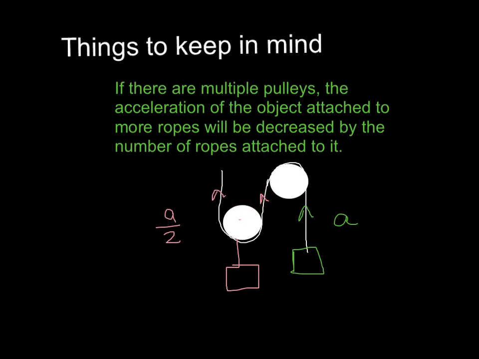because it's attached with two ropes. If it was attached with three ropes, it would be 1/3 as big. If it was attached with four ropes, it'd be 1/4 as big. So it just kind of gives you an idea of how you're going to do it. So it will be decreased by the number of ropes attached to it. So this one is attached by this rope and this rope. So it's attached by two ropes, so we're going to decrease it by 1/2. This one only has one rope, so it gets the full acceleration. This has to do with work and mechanical advantage, which we will touch on in a couple chapters, probably the next chapter.